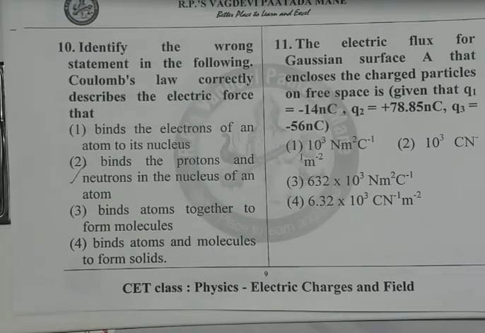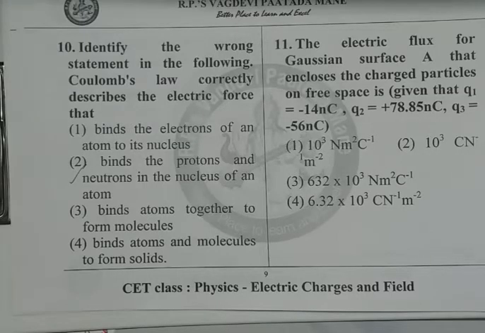Two more are like this. Binds atoms together to form molecules. Definitely it is possible either in covalent bond form or ionic bond form. In anywhere it is like that. Fourth one, binds atoms and molecules to form the solid.